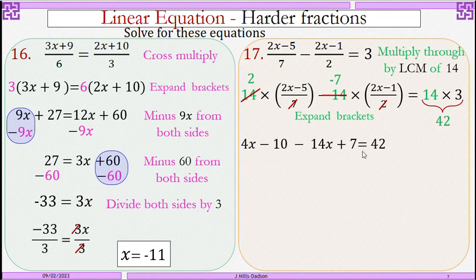The next thing you need to do is to simplify. 4x minus 14x. You should be able to do that. If not, check on the number line. So you're going to have negative 10x minus 3, because negative 10 plus 7 is also negative 3, and 4x minus 14x is negative 10x, all equals 42. So it's a standard equation now.